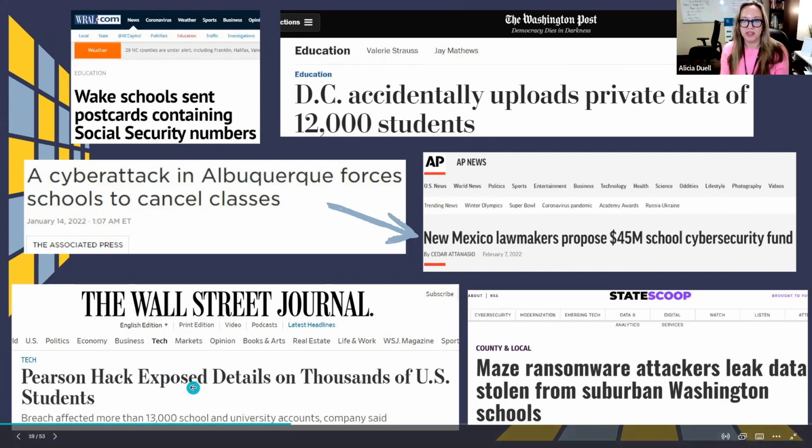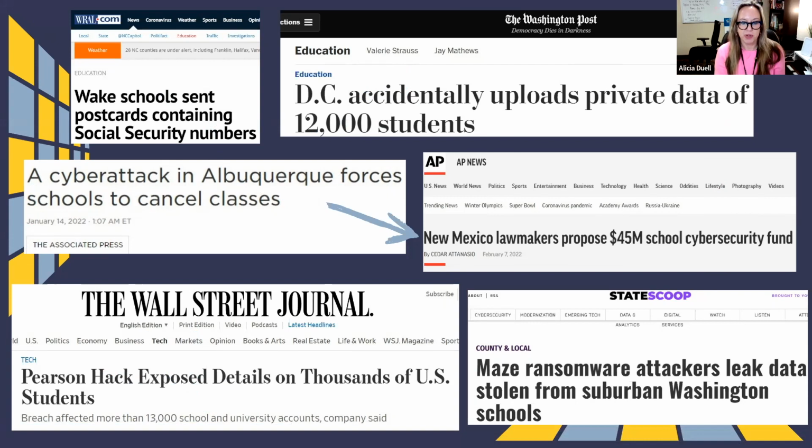Down here, Pearson. Chances are good that your school where you work also was exposed in the Pearson hack. If you use Ames Web or other Pearson learning platform products, they had a data breach a few years ago, and so you might have had your data shared during that.